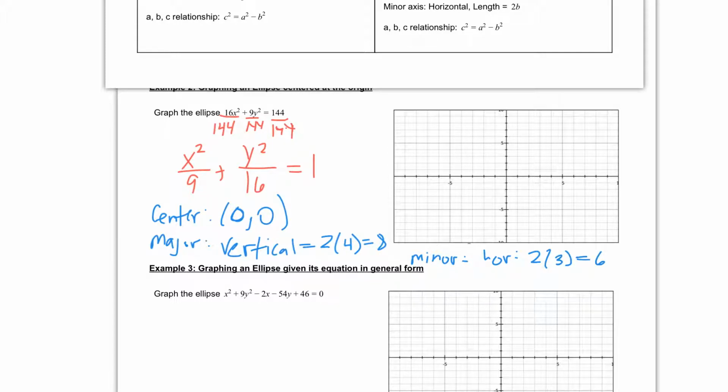If I go to graph this, I'm going to start at my center. This time my center is at 0, 0. And my major axis is my vertical axis, and it's a length of 8, which means from my center, I'm going to go up 4, and I'm going to go down 4 to plot those points. And then my minor axis, which is my horizontal axis, left to right, has a distance of 6. So I'm going to be going 3 to the right and 3 to the left.